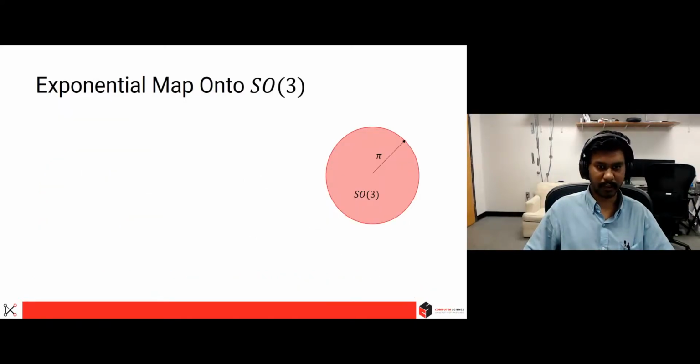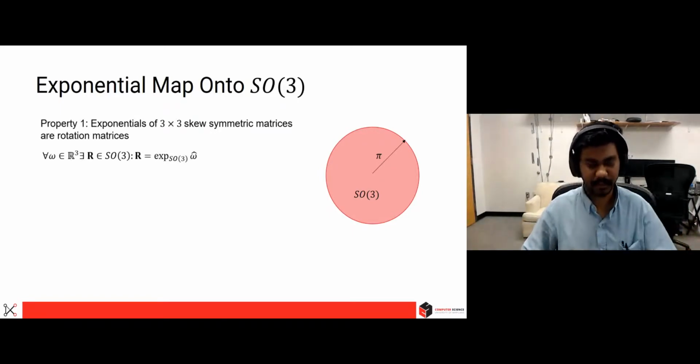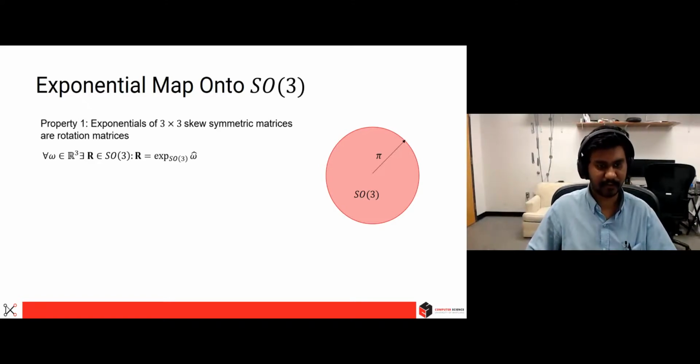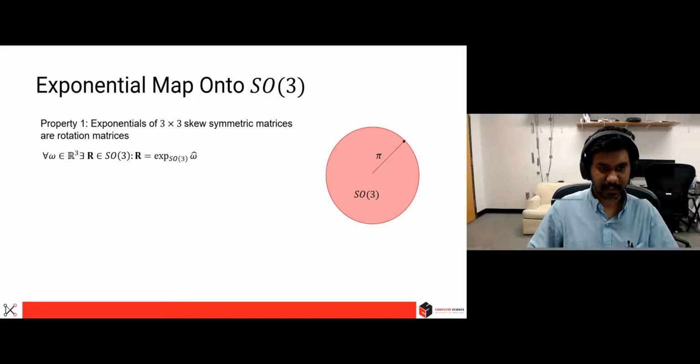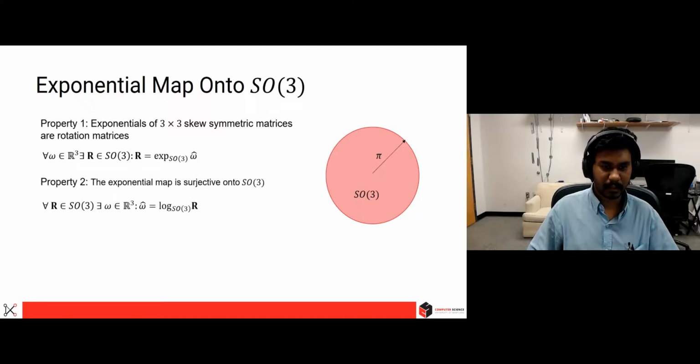Next, we need to talk about what is an exponential map onto SO(3). A cartoonish representation of this is shown on the right. We have multiple properties which we will be talking about. The first property is that the exponential of 3 by 3 skew-symmetric matrices are rotation matrices. Put in a more mathematically formal way, as shown in the next line: for all omega which belongs to R^3, there exists a rotation matrix R, which belongs to SO(3), such that R is the exponentiation of omega hat, where omega hat is the skew-symmetric matrix of omega, where omega is a 3 by 1 vector. Property 2 is that the exponential map is surjective onto SO(3).